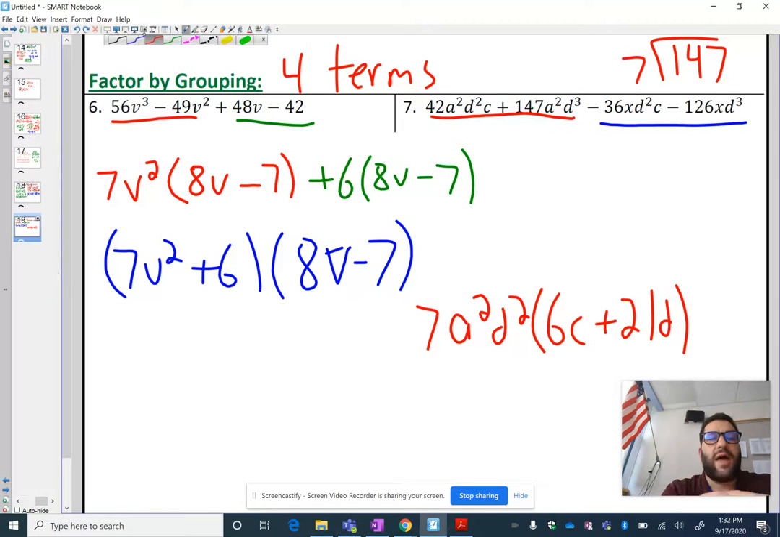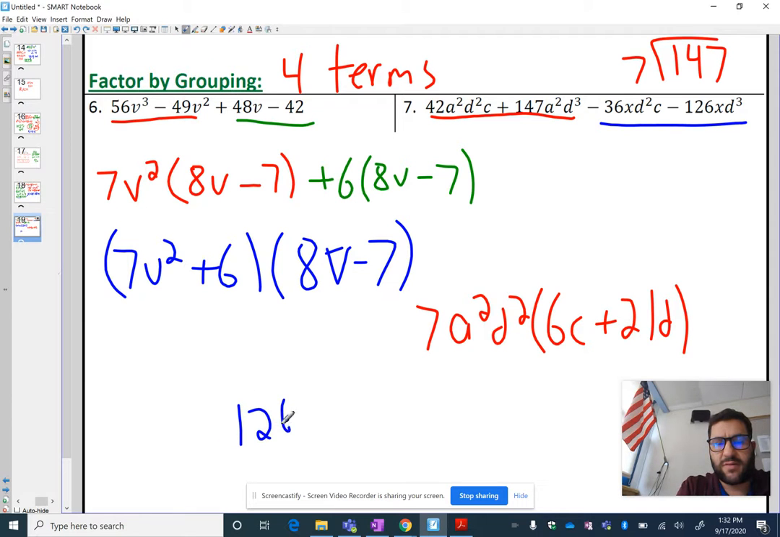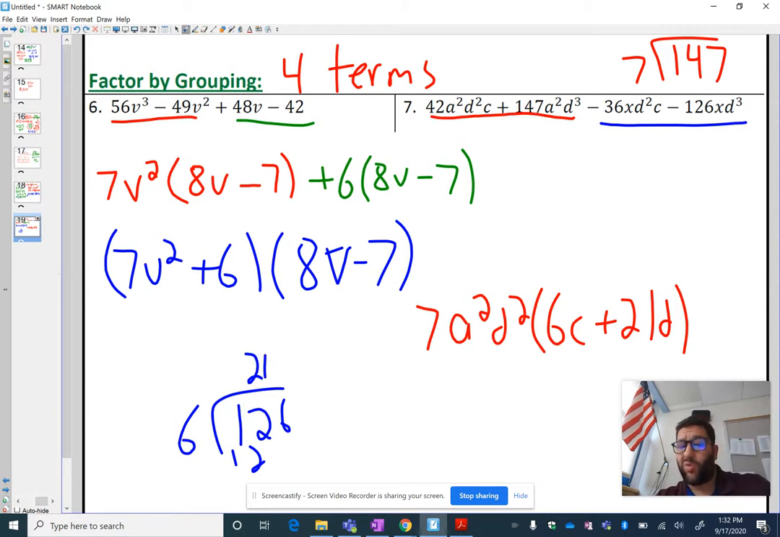Now let's focus on the blue part. Let's see what they have in common. See, 36 and 126. Let's see if 126 is divisible by 6. Okay, 2, 12. Yeah, we get 21 again. 21 seems like it's pretty common. So we're going to pull out a 6.